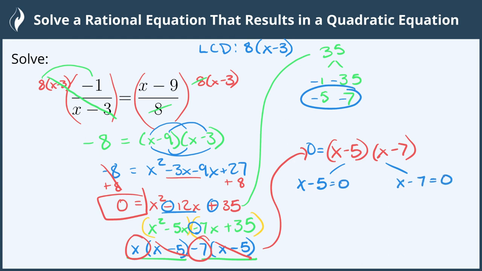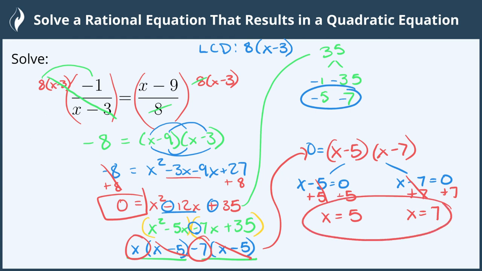Then we solve for x by adding 5 to both sides, and we get x equals positive 5, and we'll add 7 to both sides, so we get x equals positive 7. So we have two answers, but let's just make sure that if we put it back into the original, that we don't end up with an undefined answer or dividing by 0.